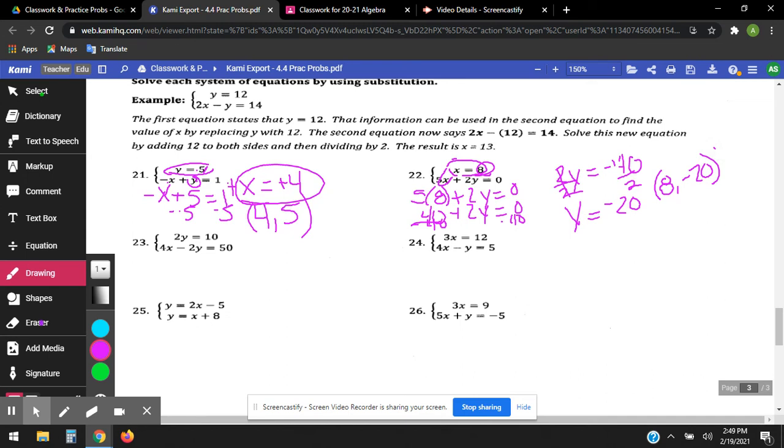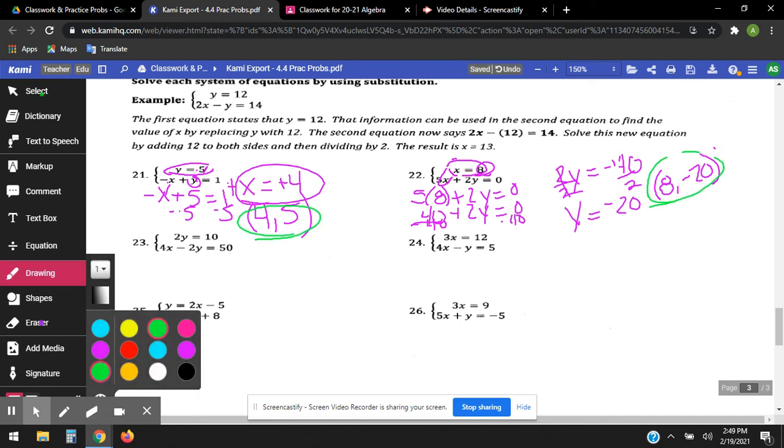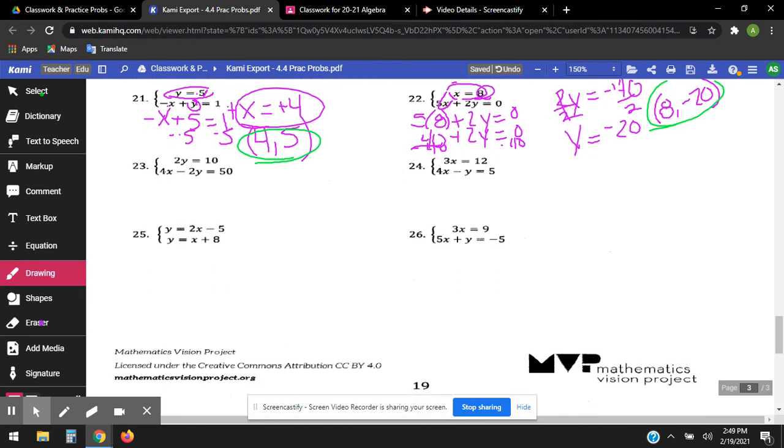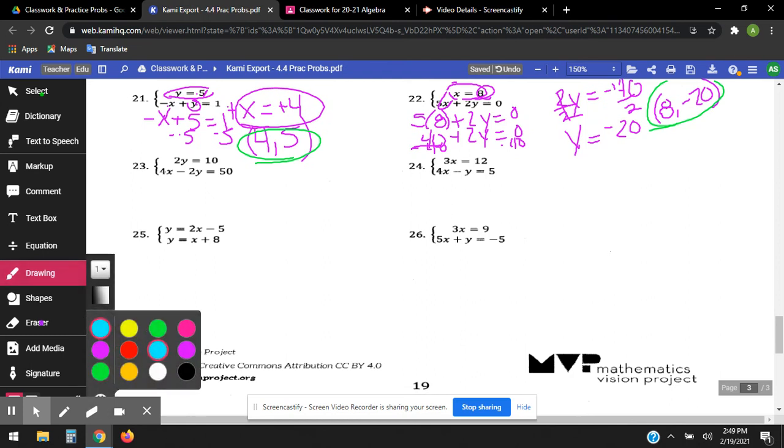So these are actually my answers for this, because it says solve the system of equations. So we want to actually solve it for a coordinate where they cross. All right, so 23. Let's look at this one. 2y equals 10. So that means y must equal 5, right? If I divide both sides by 2.